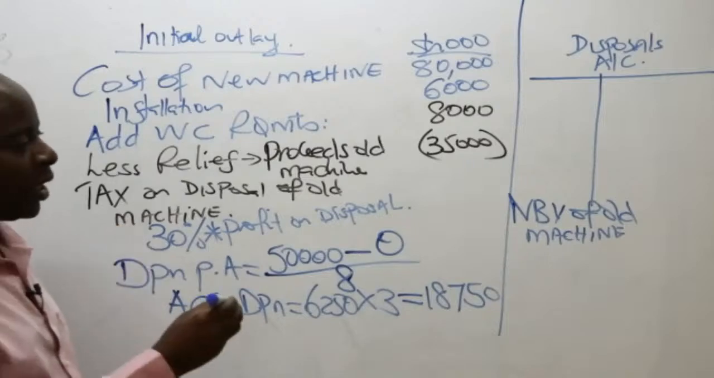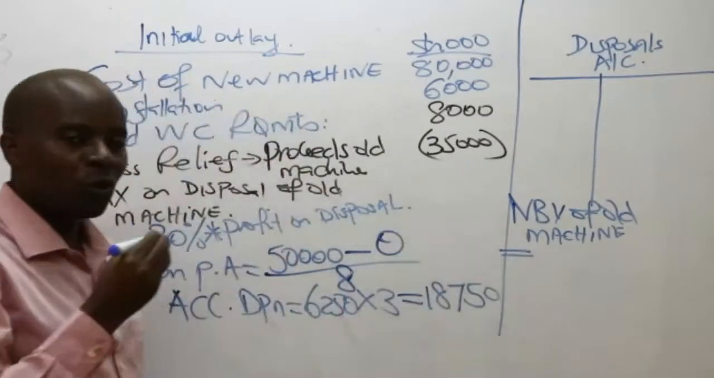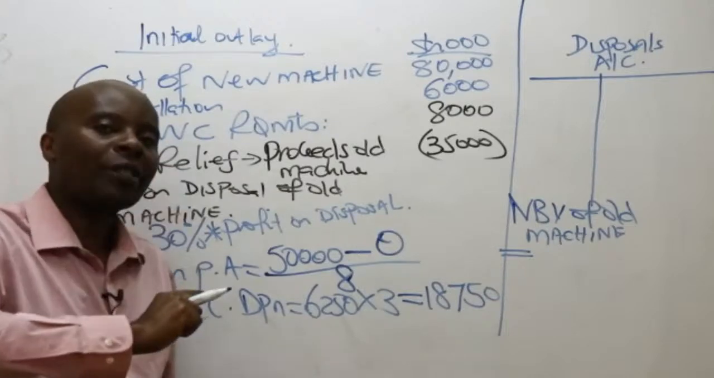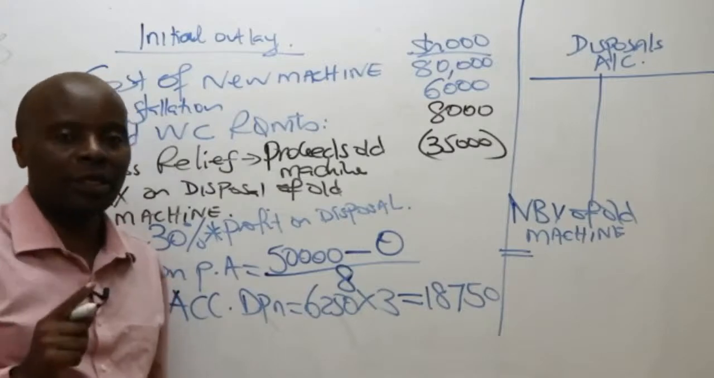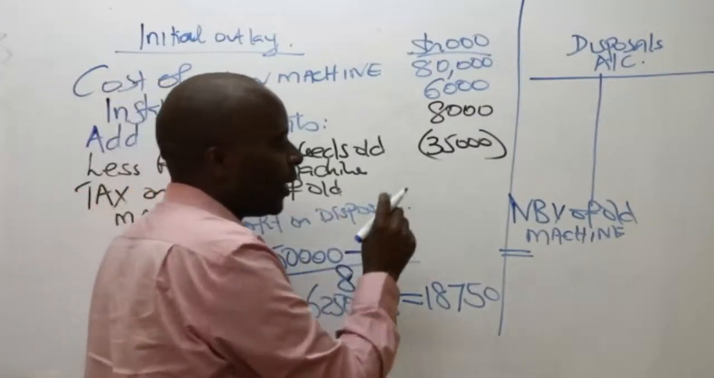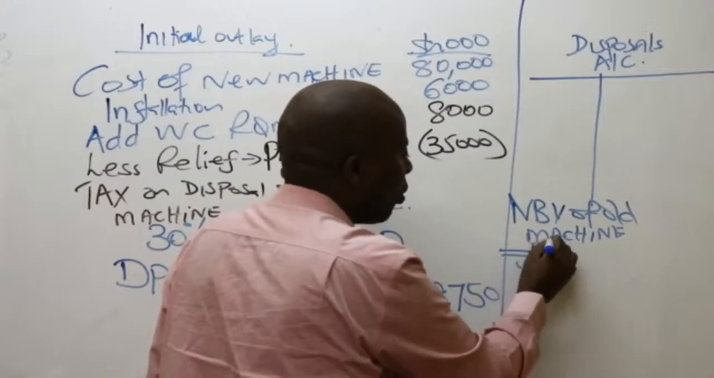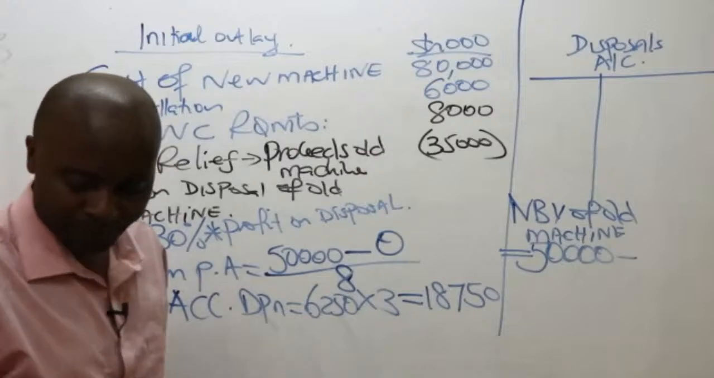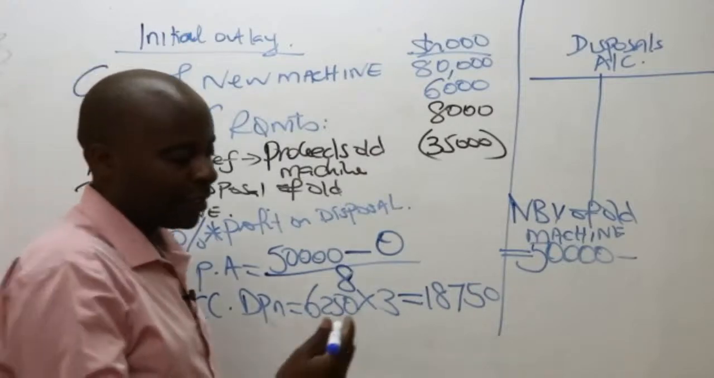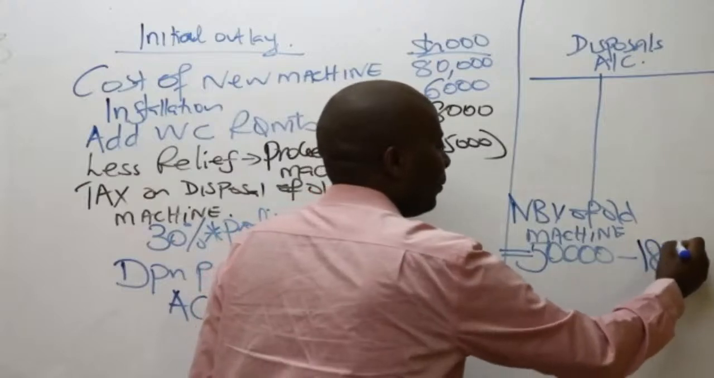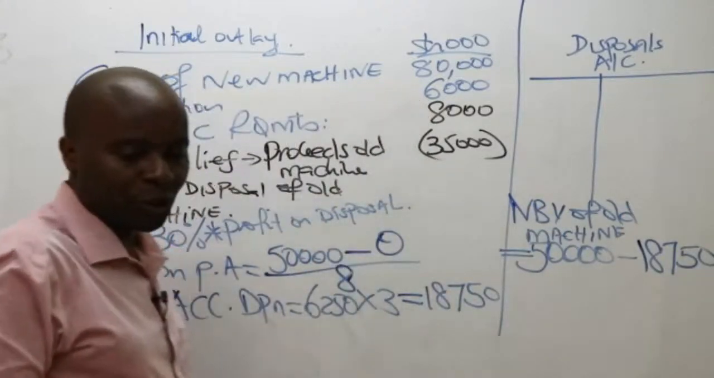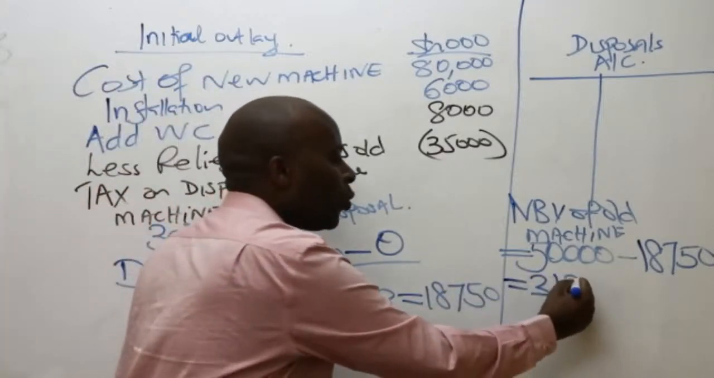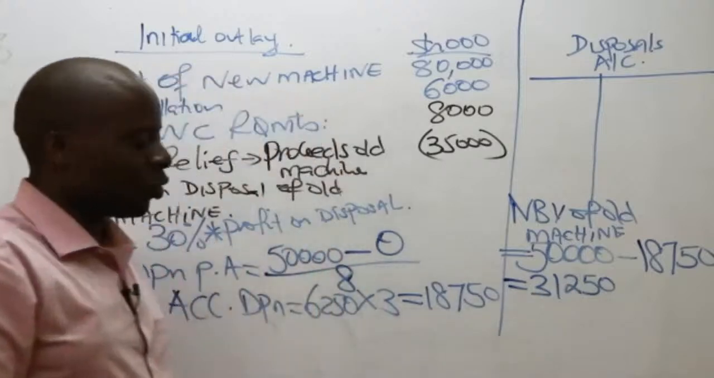And if that is the case, then I'll be able to give you the net book value of this old machine, which will be equal to the original cost minus the accumulated depreciation. So NBV here will be the original cost of 50,000 minus 18,750. Who is able to give me this figure, my great students? 31,250.